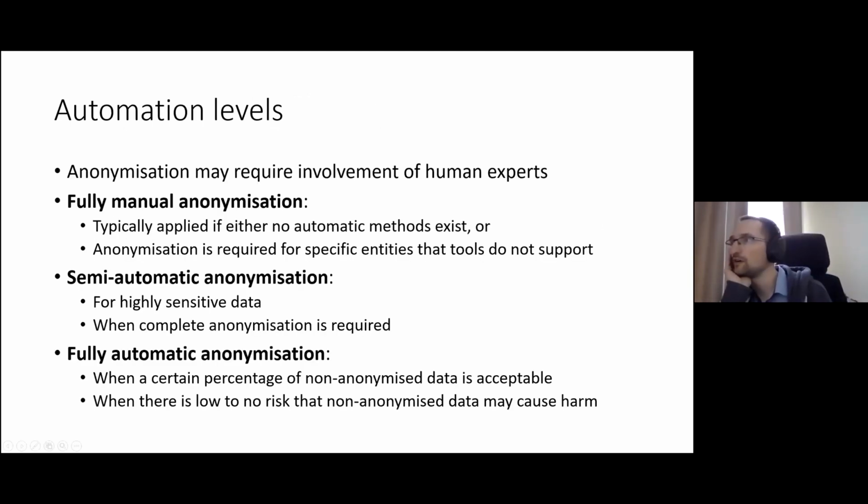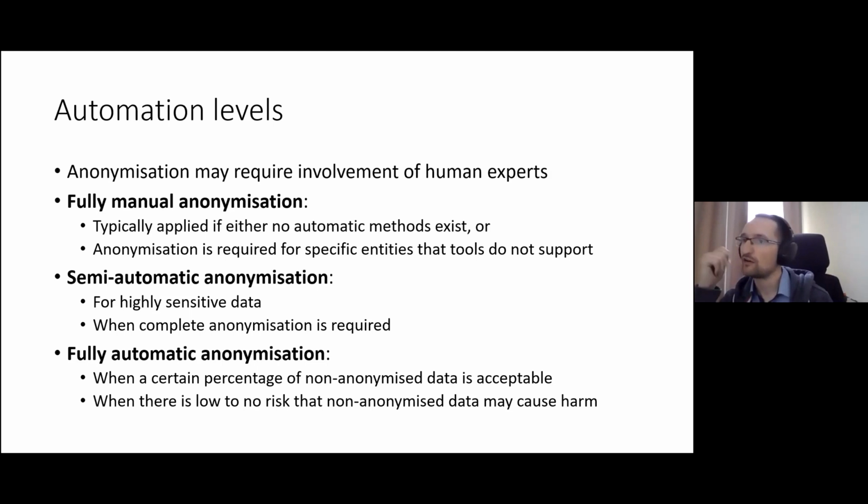So we can have different automation levels when we perform anonymization. By automation levels, I mean how much human effort we need to use. We could require fully manual anonymization, and that is typically applied if we don't have automatic methods, or the anonymization is required for specific entities for which we don't have any support. So then it makes sense, we don't have any other options.